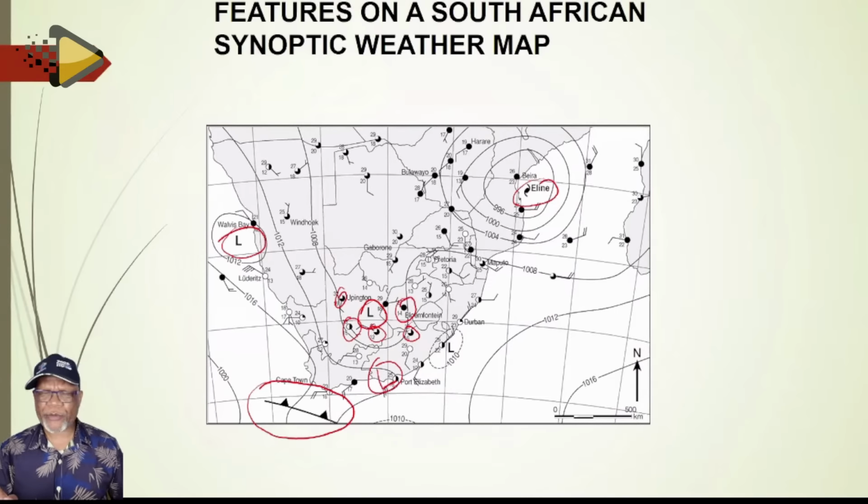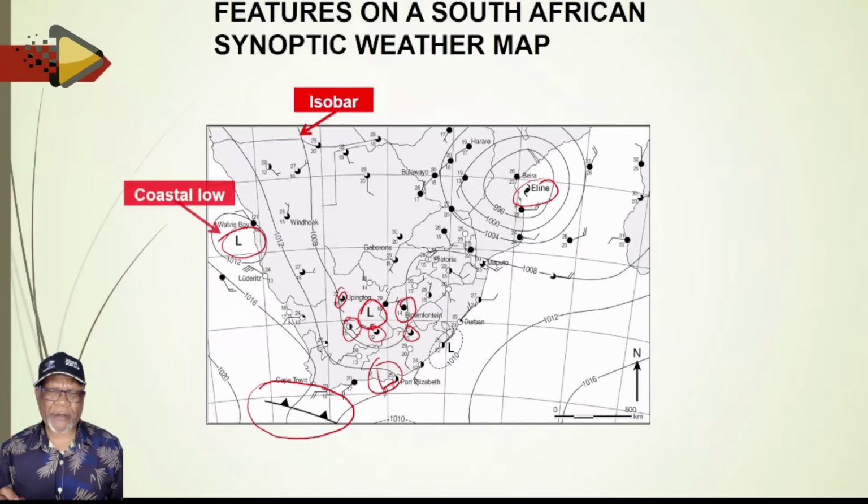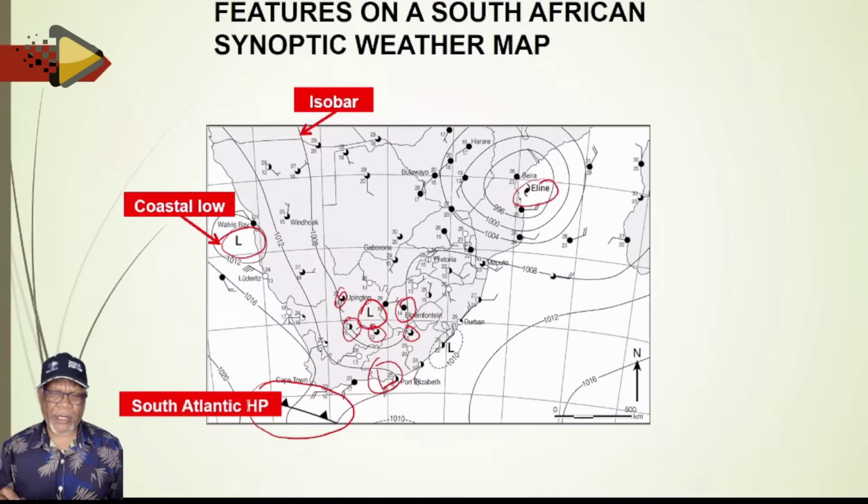So let's look further into the synoptic weather map. What do we see here? We see isobars. Every grade 12 learner should know that an isobar is a line joining places with the same atmospheric pressure. And then what we have there is a coastal low, as we have explained what a coastal low is. And then what do we have there? This side, you have your South Atlantic high pressure cell.